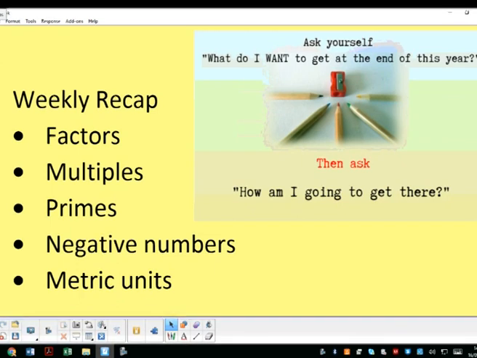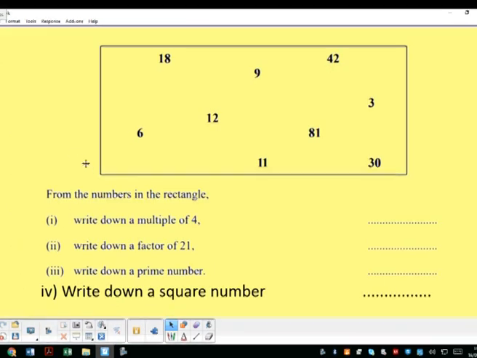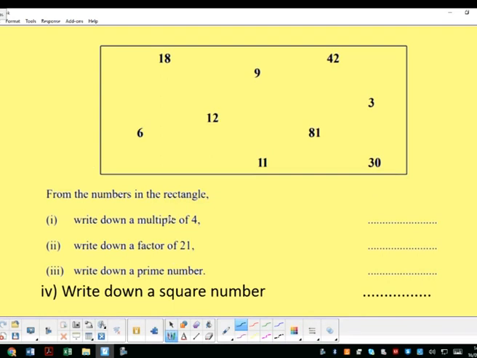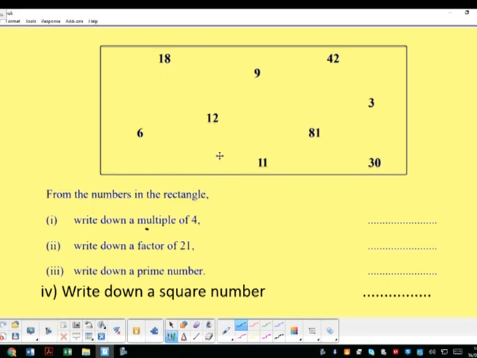Let's get to it. So, first thing we're going to look at is multiples. So multiples, remember, is the times table of a number. So here we've got the multiples of 4, and that means any number in the 4 times table. So we look through the box, 12 is in the 4 times table, so we're going to write 12 here.